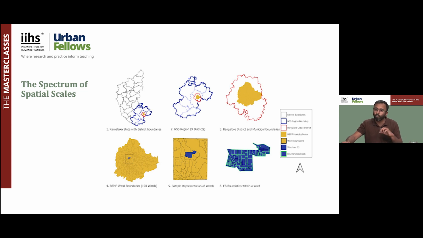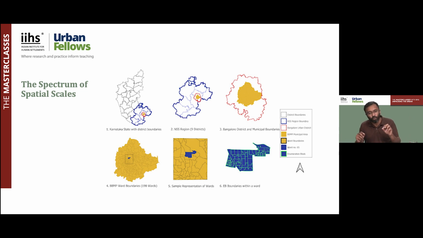It's a district, and within the district is what we typically call the city, which is the Bangalore metropolitan area. And within that, we have wards. This blue animal-like shape that you see in the middle is a ward in Bangalore city. And then within the wards, there are enumeration blocks, so there are small neighborhood level blocks. So this is the kind of spectrum of spatial scale that we are talking about.